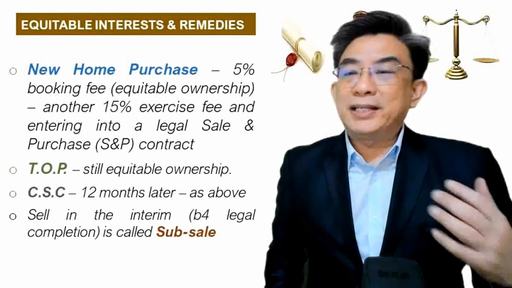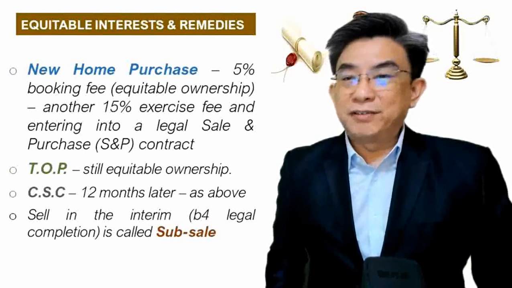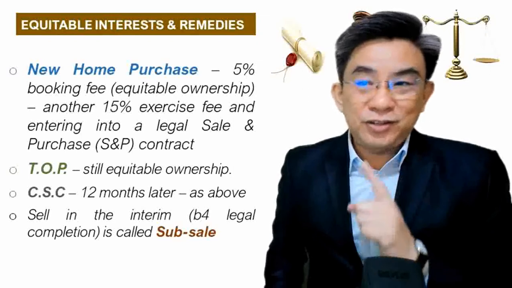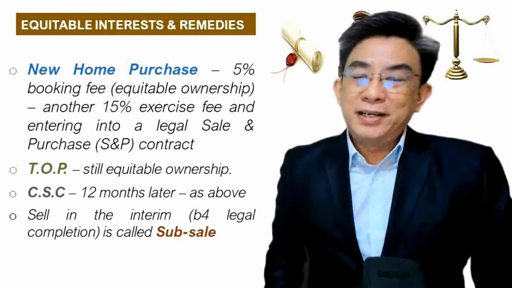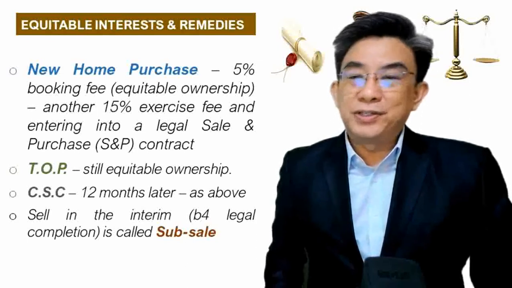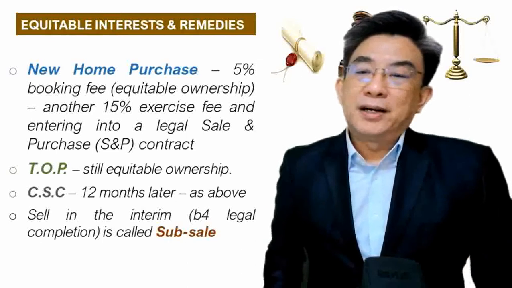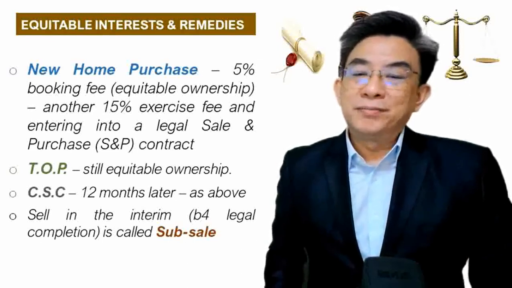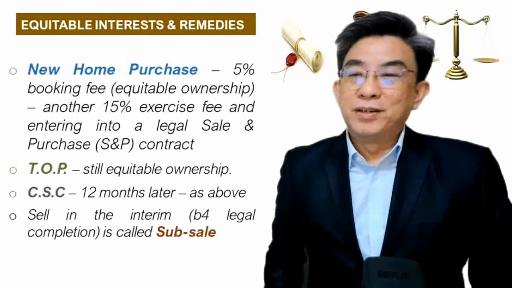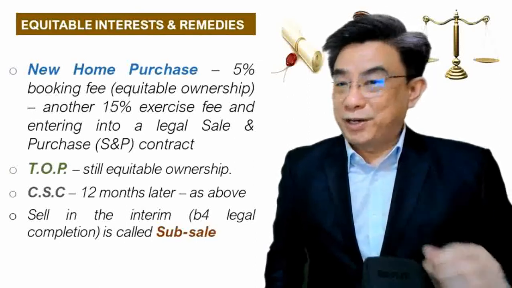Now, TOP later, temporary occupation permit, that will be 2.5 years, 3 years later from the point you put down that 5%. You take the key, you go inside the unit, you are still not the legal owner. A year later from TOP will be CSC, Certificate of Statutory Completion. Now that will be issued to the building, the project. After that, about 3-4 months later, the seller, which is the developer, will notify you to say that, okay, I'm ready to go for legal completion with you. Now it's only upon legal completion that you become the legal owner.